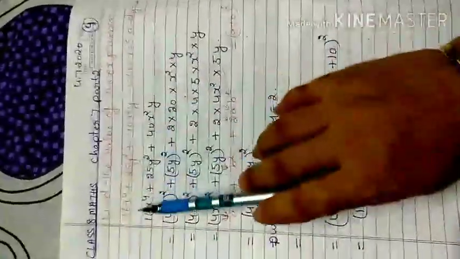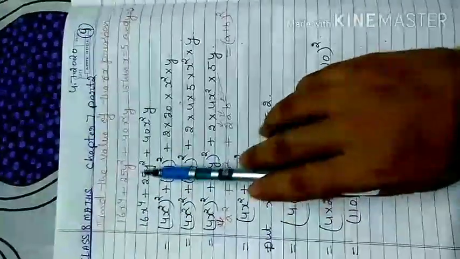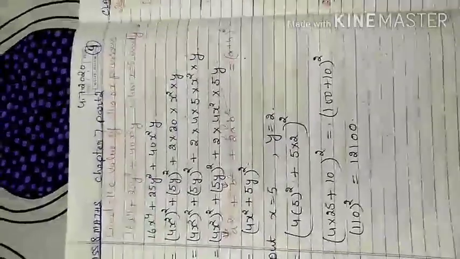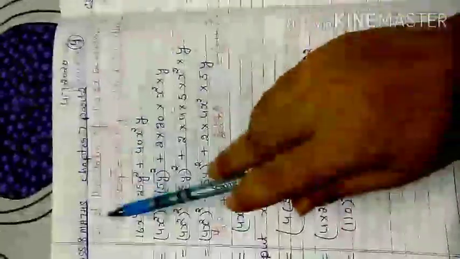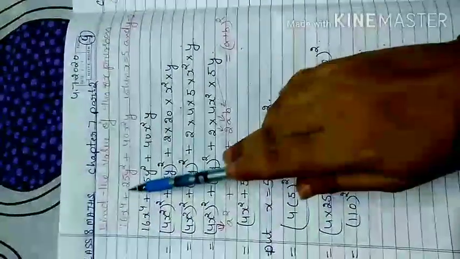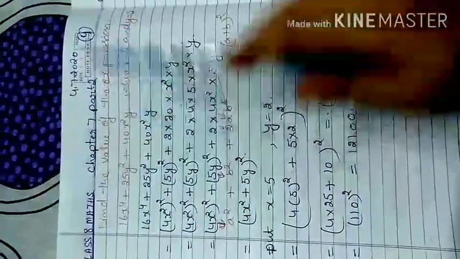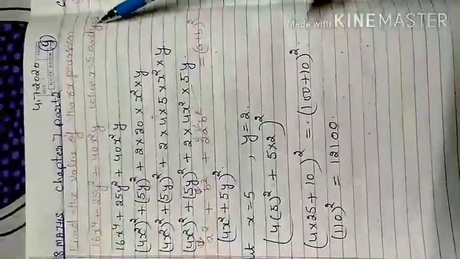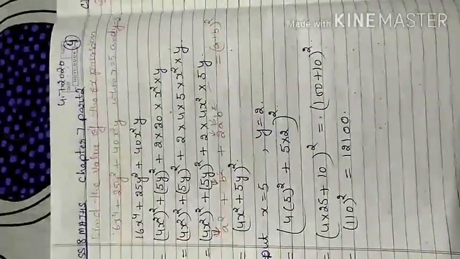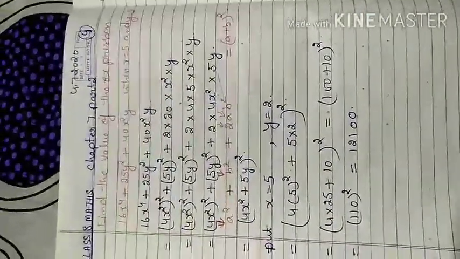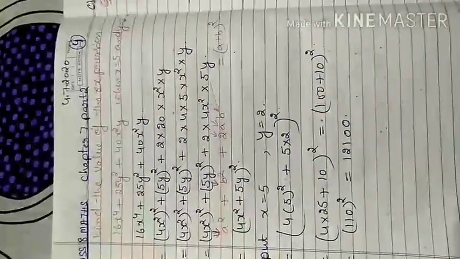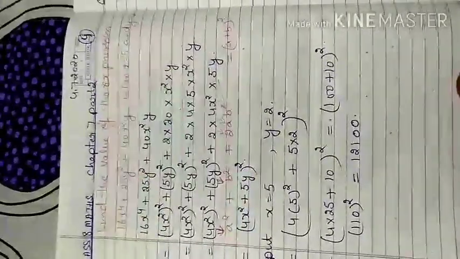Now, what happens if an expression like this is given: 16x^4 plus 25y square plus 40x square y. First, you have to convert it into a perfect square. Actually, in this question, you have to find the value of the expression 16x^4 plus 25y square plus 40x square y. What is in my question? I just have to find the value. The x value is given, the y value is given. I can directly substitute and calculate, as you did before. But that calculation is very complicated. Sometimes you can make a mistake in your calculation.